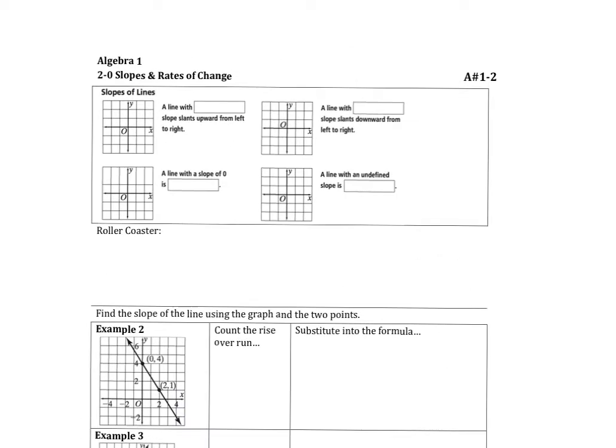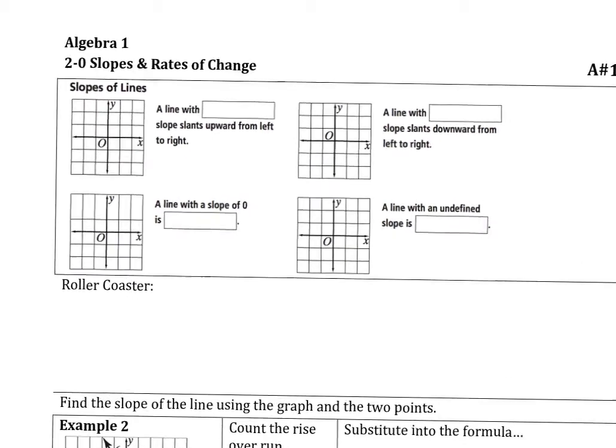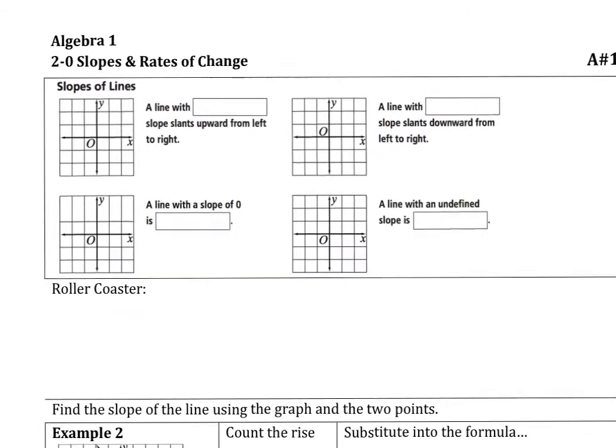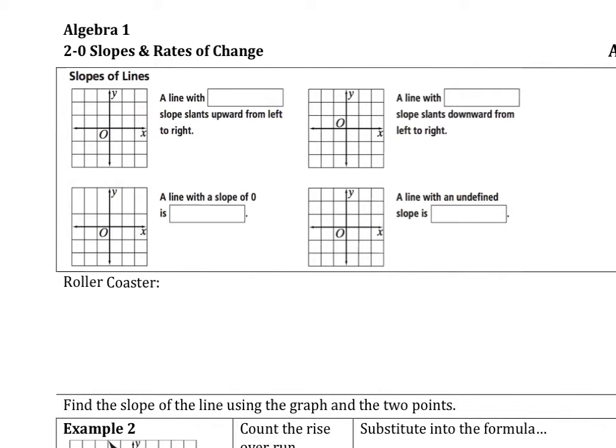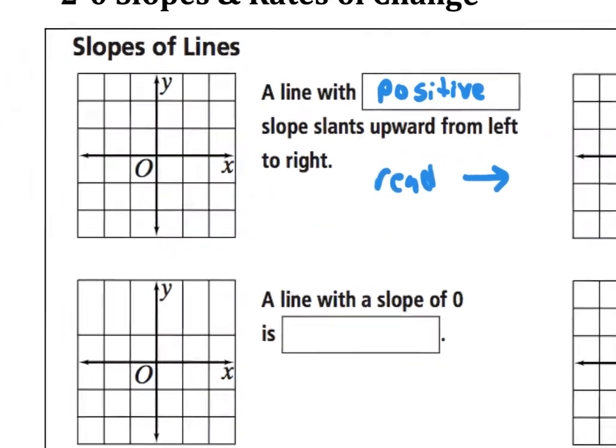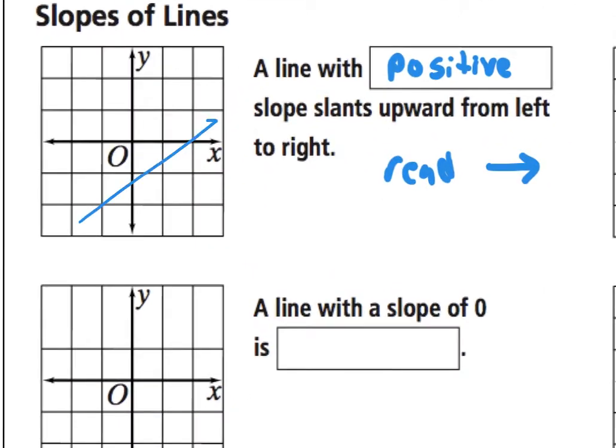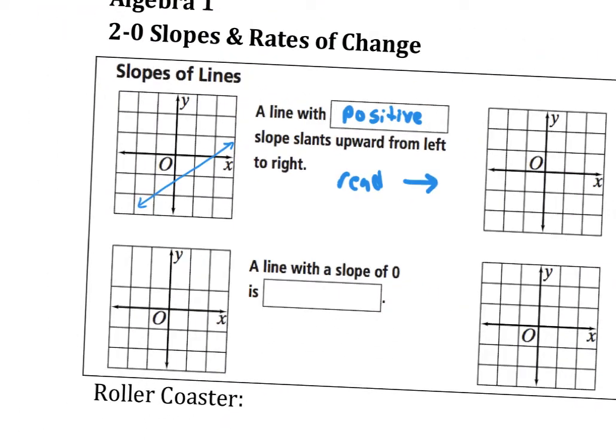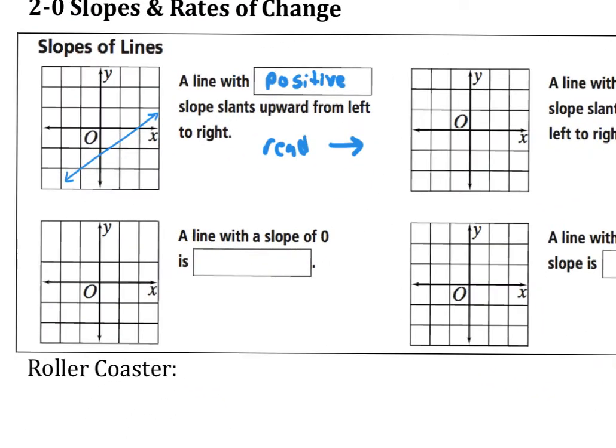All right, now let's take a few moments and look at what it means to be slope. And there are a couple different things to consider here. Slopes of lines. So a line with a positive slope slants upward from left to right. So as you read in English, from left to right. So something like this, as I go from left to right, it goes up.